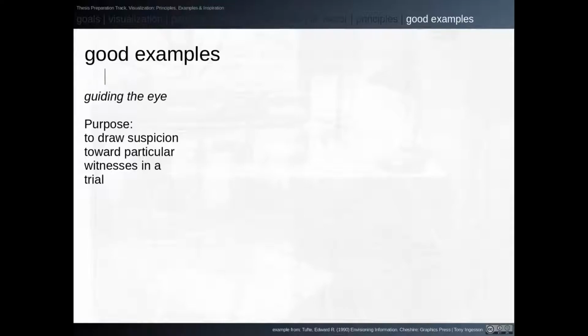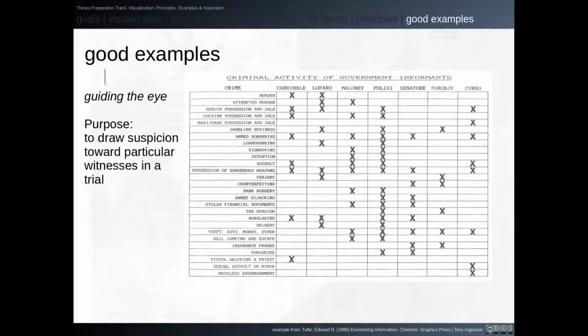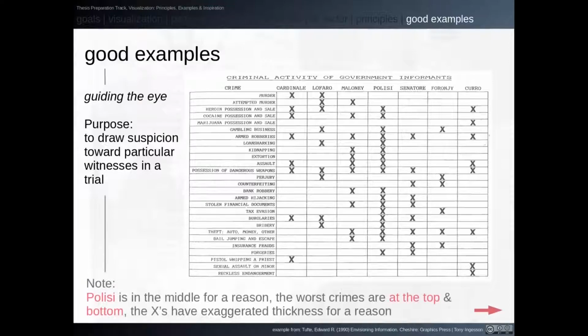Guiding the eye. So the idea here is to draw suspicion towards particular witnesses in a trial. This illustration was used in a government trial where a number of persons from organized crime were involved. So, as you probably can tell immediately, the weight in this picture is in the middle, where the person Polisi is represented, or his crimes are represented, to be more specific. So Polisi is in the middle here for a reason.